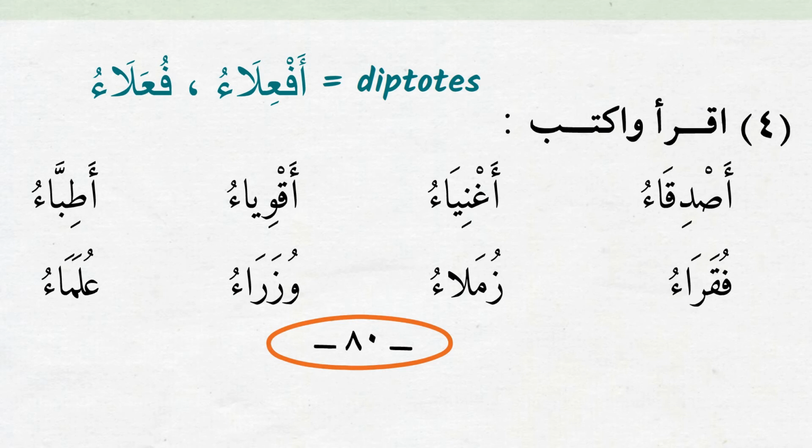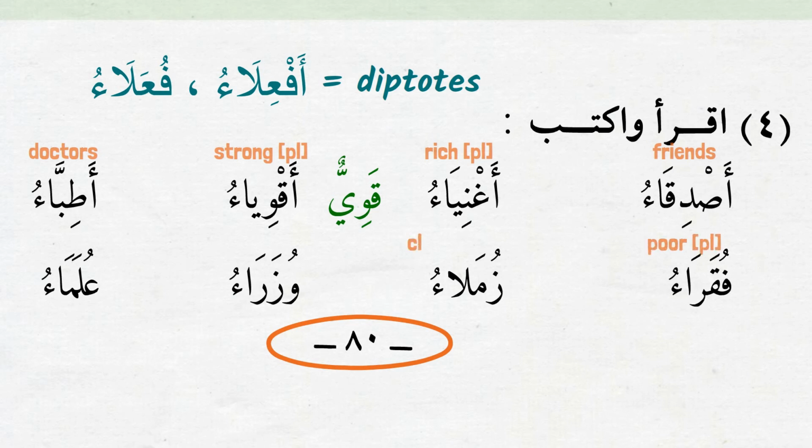Let's see what we have in the first row. أصدقاء, أغنياء, أقوياء, and أطباء. So all these ism follow the pattern أفعلاء. I think here we are seeing the ism أقوياء for the first time. It is the plural of the word قوي, strong. In the second row, we have فقراء, زملاء, وزراء, and علماء. They are all on the pattern فعلاء.